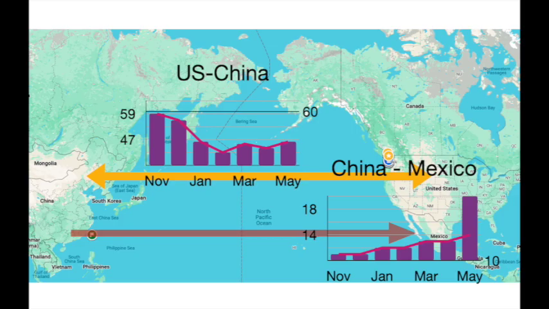who paid the tariff? The answer is the United States paid. The importer in the United States and the consumer in the United States pay the tariff. So you may think, if the tariff is paid by the United States, why do we need to worry about it?